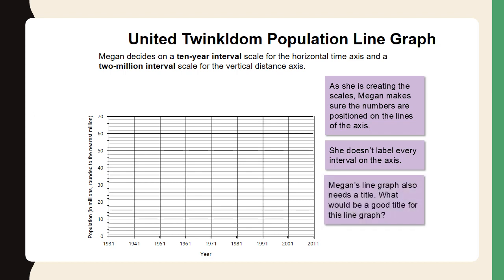Megan's line graph also needs a title. What do you think would be a good title for this line graph? Brilliant. She chose a line graph to show the population of the United Twinkledom from 1931 to 2011. Perfect. That summarizes exactly what this graph shows. So remember, your title always just needs to be clear. It needs to show anyone that's looking at it, what information will I gain from this? If they look at your title and still think, well, what does this show? Then that means your title isn't clear enough. You also have to remember to label each of the axes.